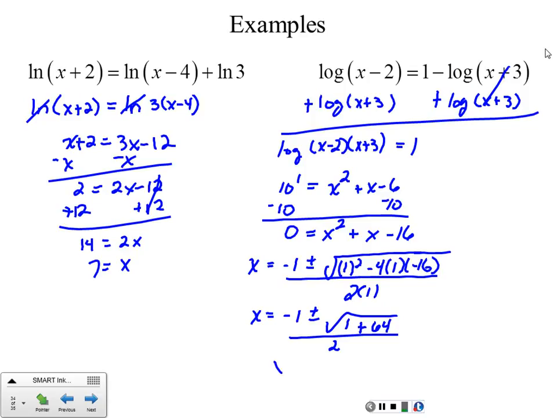All right, so we have x is equal to negative 1 plus or minus the square root of 65 over 2. How many answers do I have? 2 possible answers, right? In order to check this, you're going to need decimals. So let's see if we can come up with decimals in our calculator. What I want you to do is 1 plus the square root of 65 divided by 2. In your calculator, 1 plus the square root of 65 divided by 2.